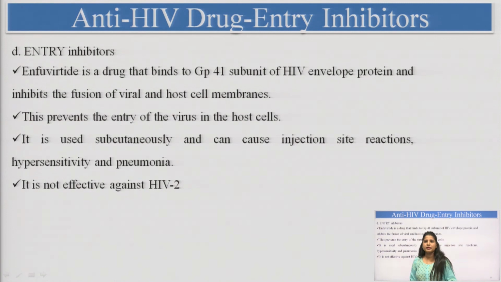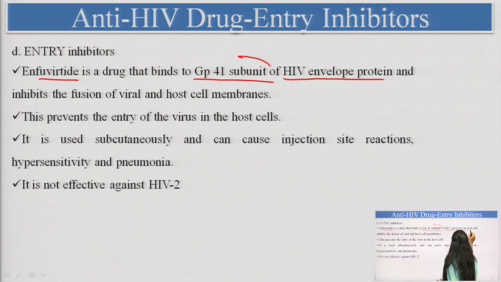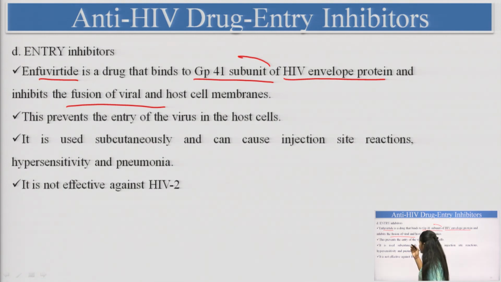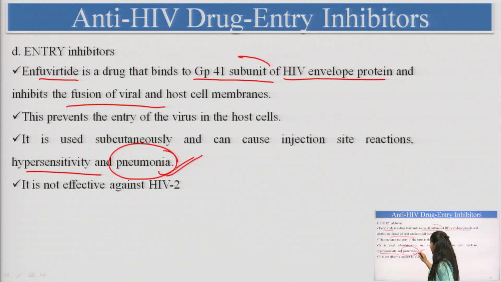Now, entry inhibitors. There are two drugs, enfuvirtide and maraviroc. Enfuvirtide binds to the GP41 subunit of the HIV envelope protein and inhibits the fusion of the virus to the host cell. There is one problem. It is given subcutaneously, but there are chances of hypersensitivity, and it is also causing pneumonia. It is not effective against HIV-2.